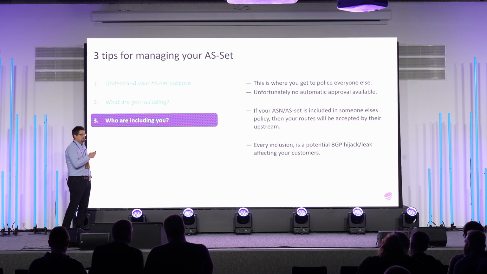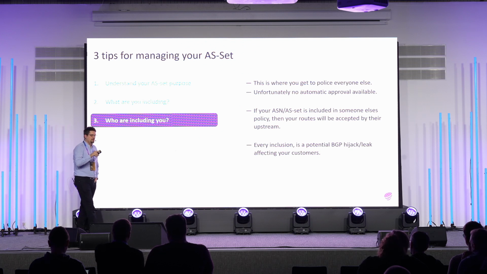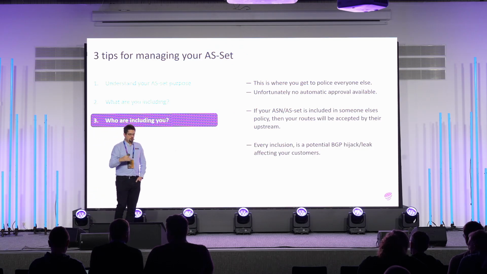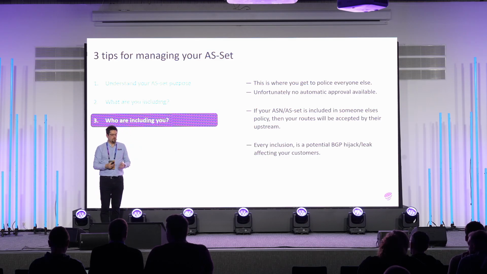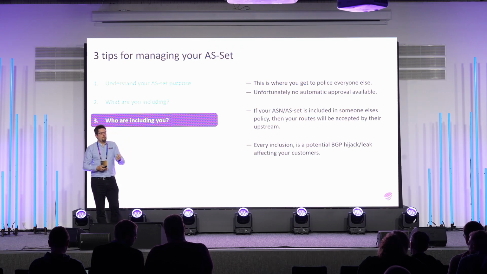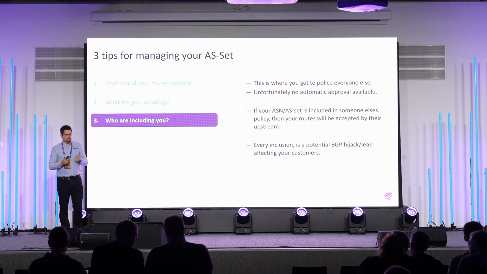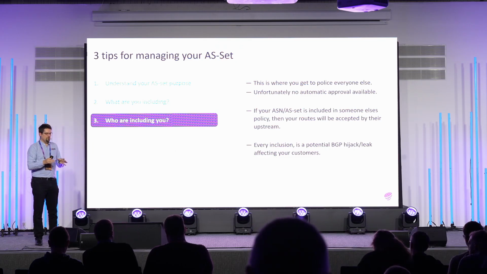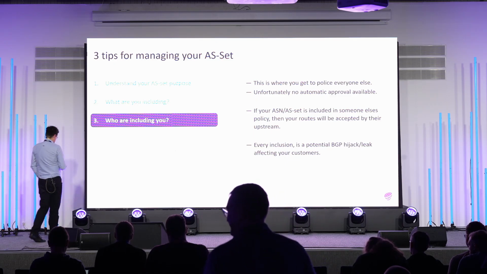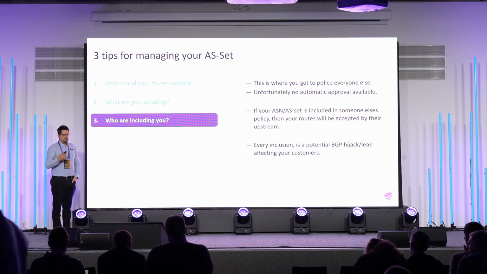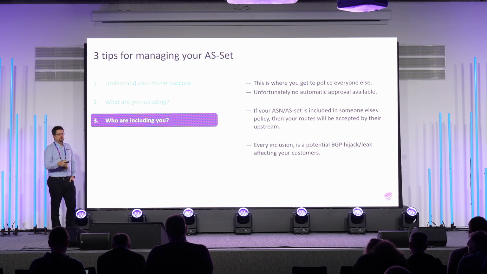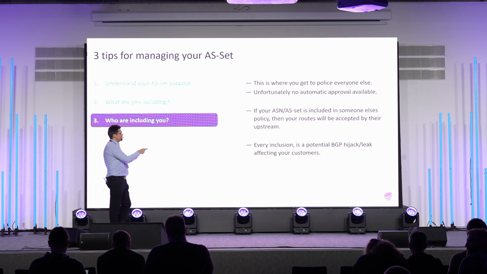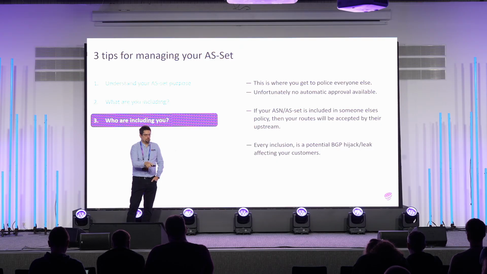But the last tip that I have for you is checking up on who is including you. Not just who you were including, which determines the size of your AS set, but who is really including you. This means where your internet resources, prefixes, and ASNs are being included, and in what filters you are included. All of those is a potential BGP hijack that could affect you.